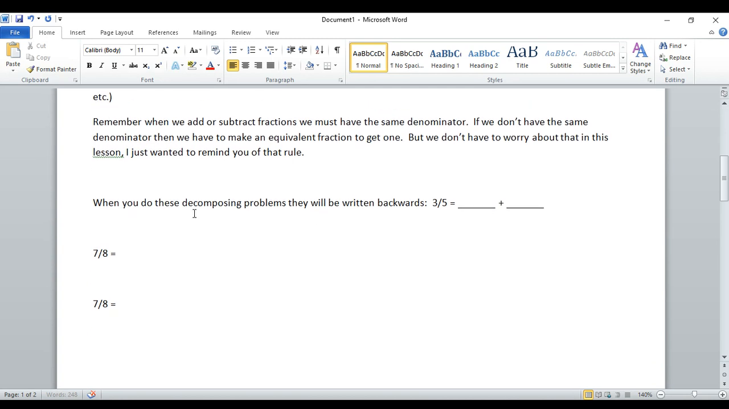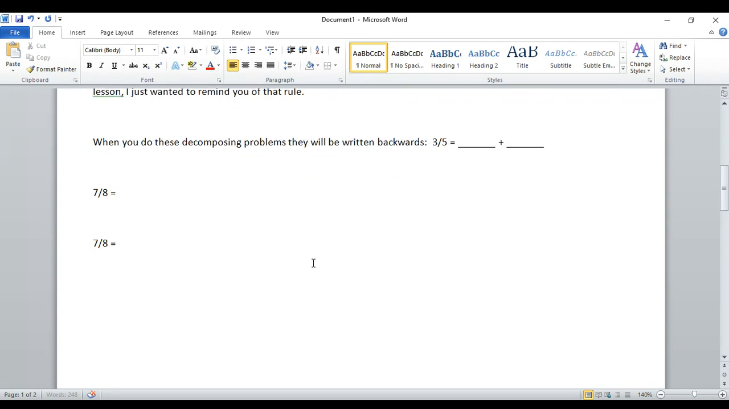So when you do these decomposing problems, they will be written backwards from the way we usually think of an addition problem. We usually think of the first two numbers adding up to the answer. And you've noticed that when we decompose, we start with the answer and then we put the pieces that add up here. So 3/5 equals blank plus blank. And this is nice because this shows the relationship also between addition and subtraction.